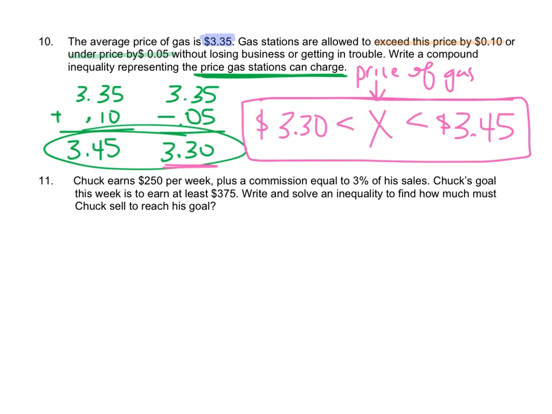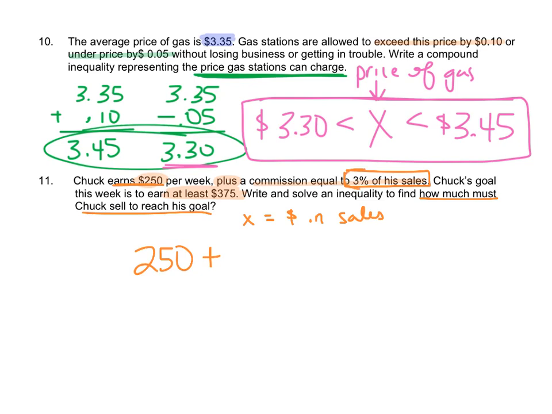Number 11 says Chuck earns $250 a week plus a commission equaling 3% of his sales. His goal this week is to earn at least $375. Write and solve an inequality. How much must Chuck sell to reach his goal? So he earns $250 a week plus 3% of his sales. So how much does he need to sell? I'm going to say X equals the dollars in sales.